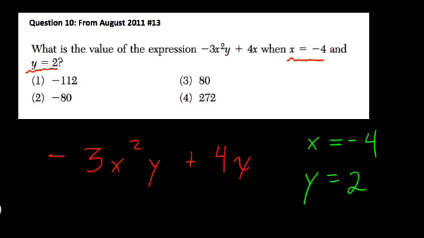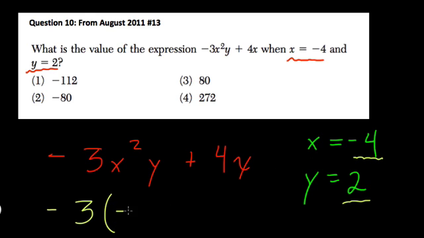So when they set this up in this way, when they give you an expression and they tell you the value of the two variables, they want you to plug in or substitute these values for the variables in the equation. So when you see negative 3x squared, that means negative 3 times what?